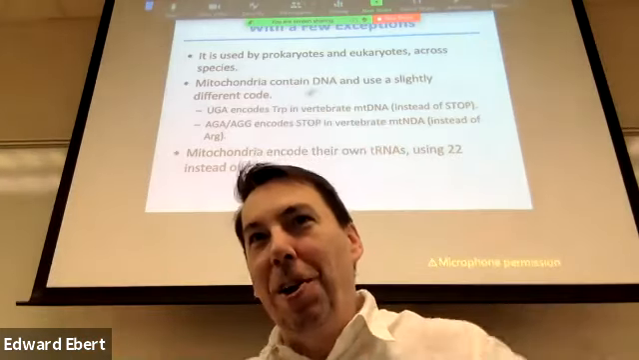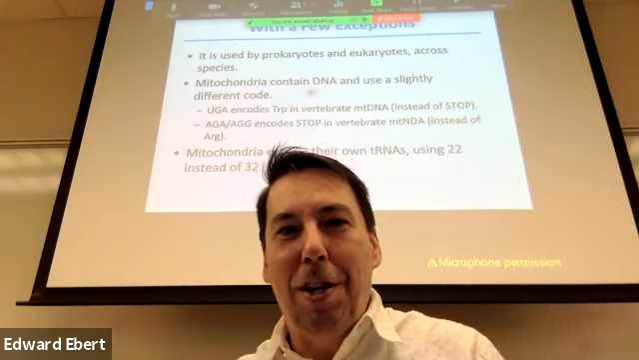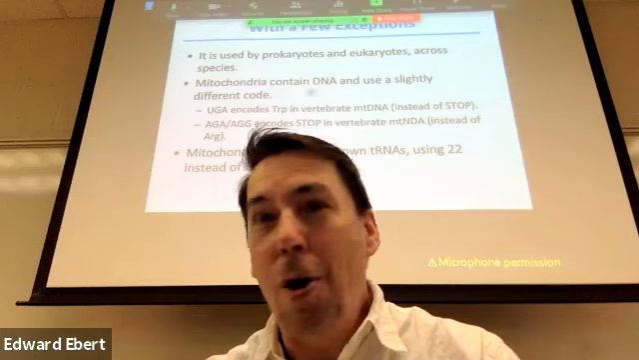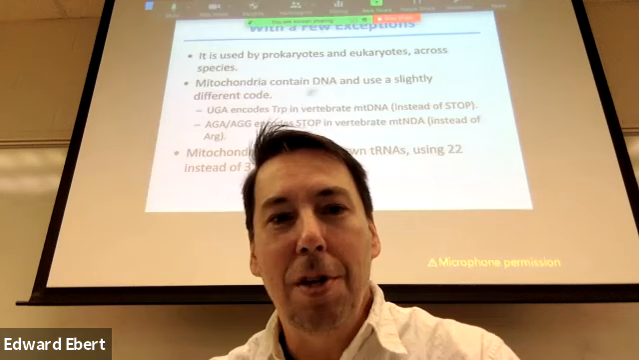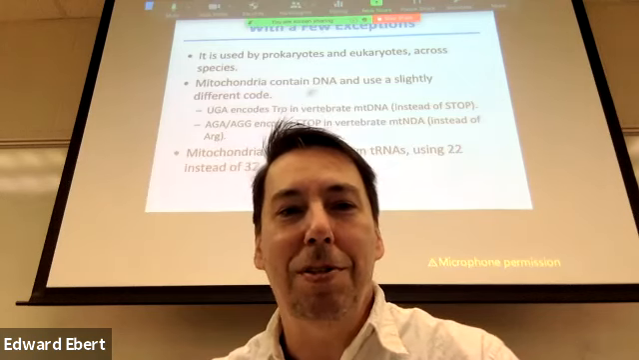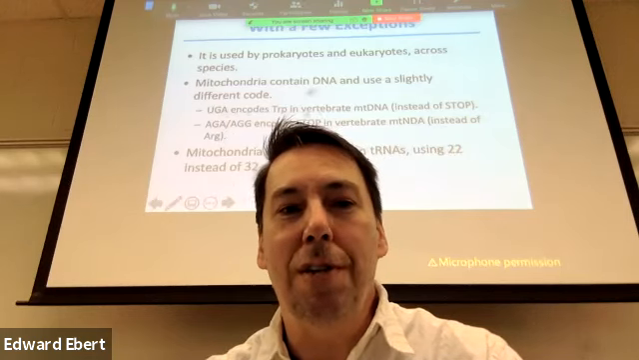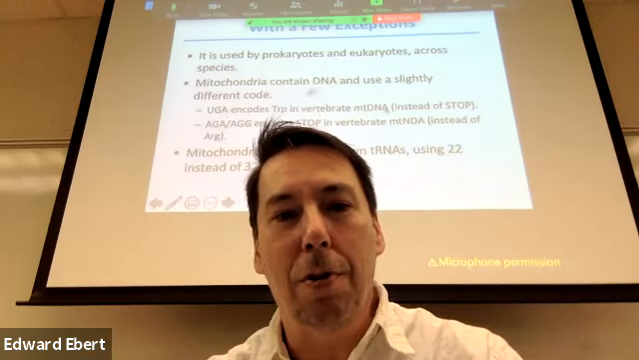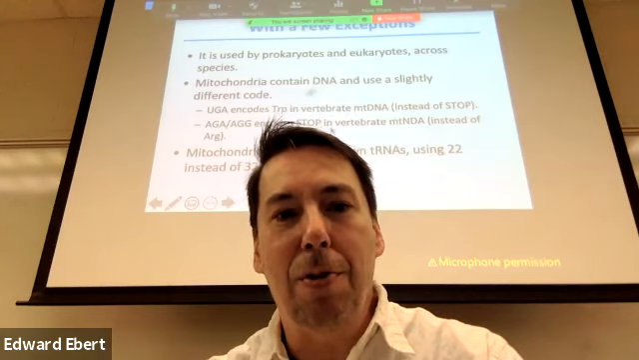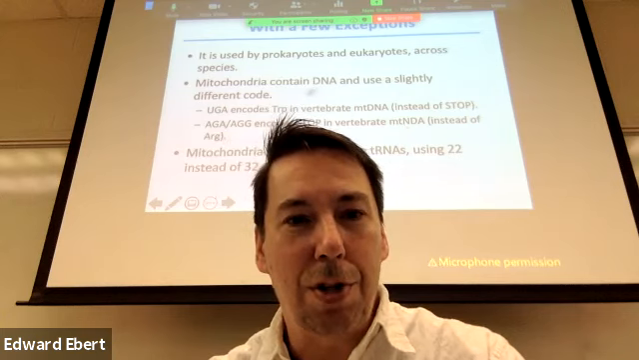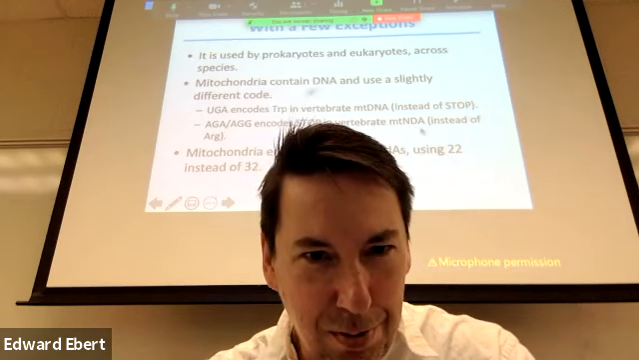Okay. We talk about the genetic code being universal. Put a little asterisk up there. It's universal, but not quite. It's used by all organisms, prokaryotes, eukaryotes, so the code is pretty much the same across all of them. Mitochondria are the exception because they have their DNA in a slightly different code. Instead of being a stop codon, UGA is a tryptophan codon for vertebrate mitochondrial DNA. And then you can see AGA, AGG is a stop codon instead of arginine for vertebrate mitochondrial DNA.